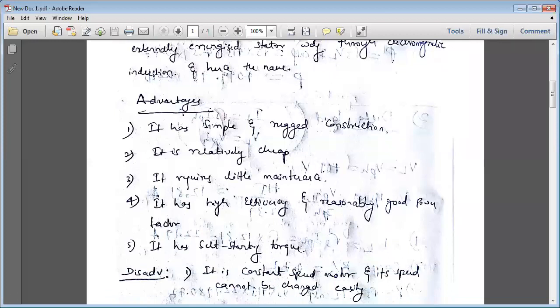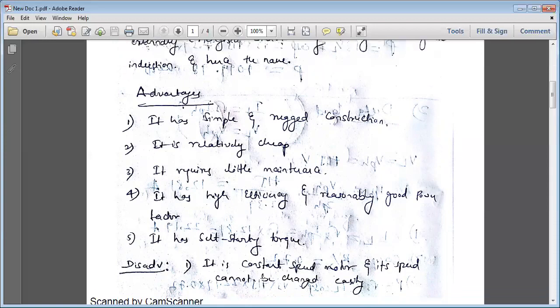But what are the disadvantages? Almost all points we have considered in the advantages: construction wise, cost wise, maintenance wise, efficiency wise, power factor, consumption, starting torque, everything. So there are no points left in the advantages. But what are the disadvantages? We can put one disadvantage, that it is a constant speed motor and its speed cannot be changed easily.